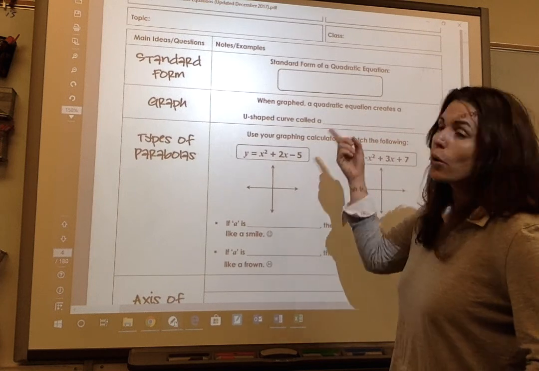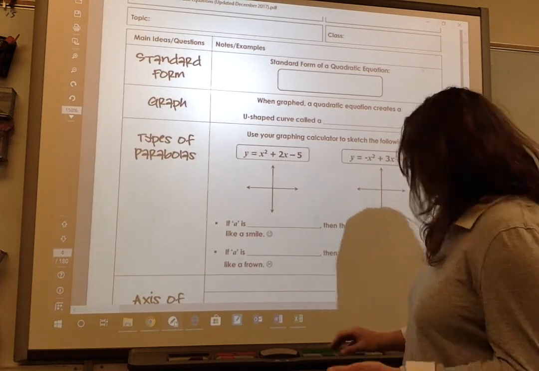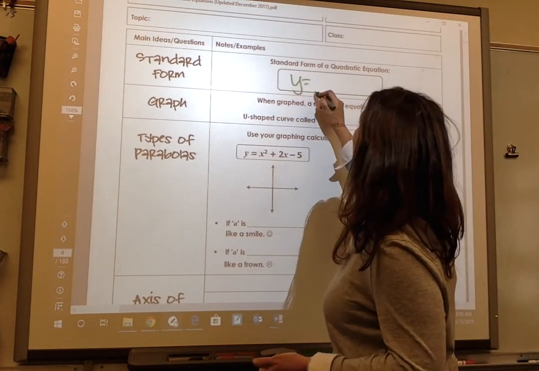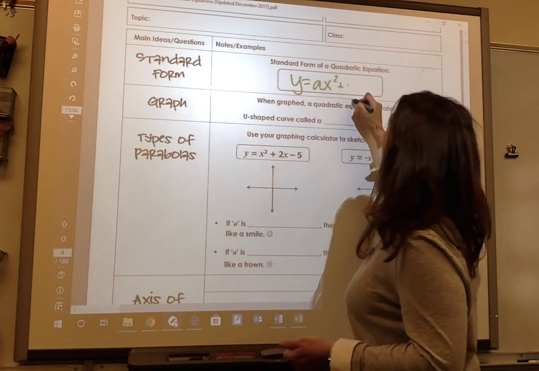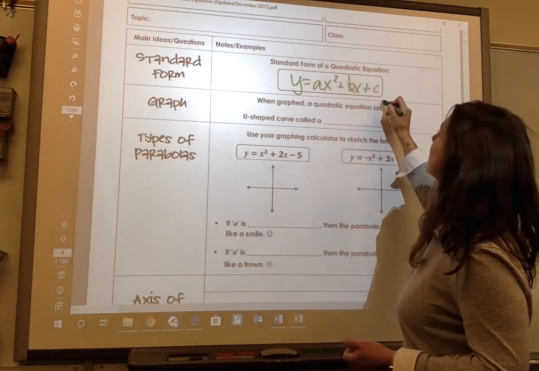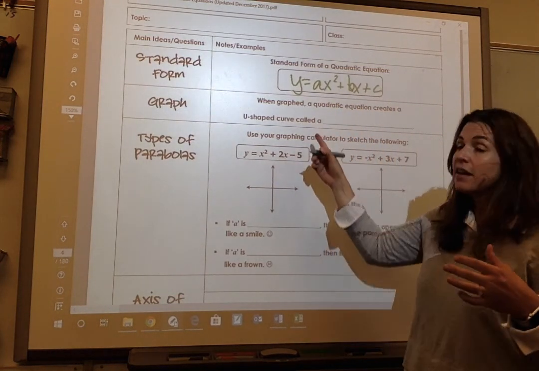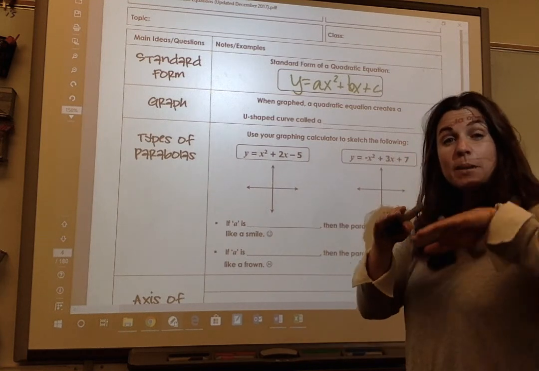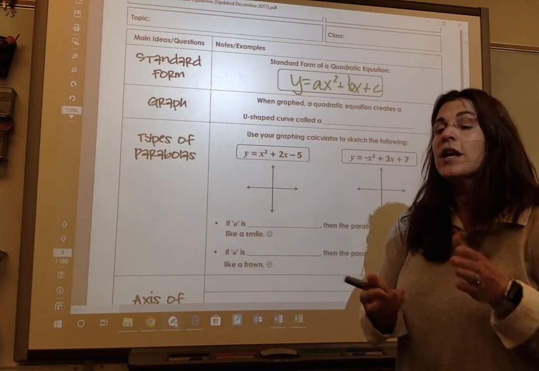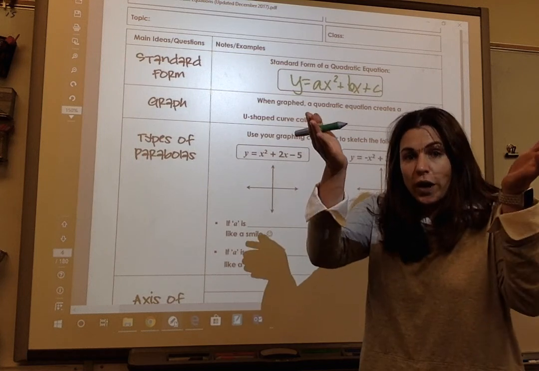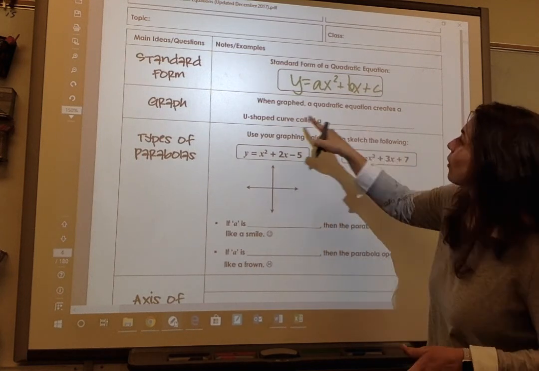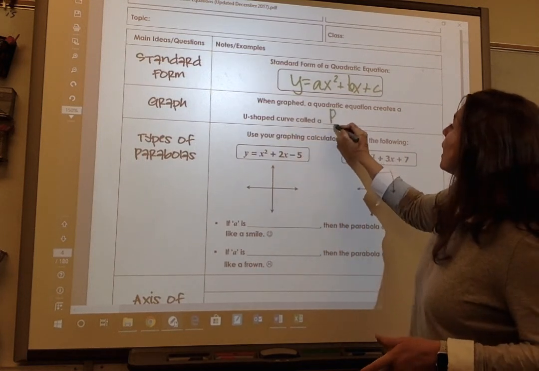So now we're back in standard form, which we've already talked about. It's the real pretty one. It's y equals ax squared plus bx plus c. We already talked about that. And that last part, when we did the parent graph of a quadratic equation, the U shape was called what? Do you remember? It creates a U-shaped curve called a parabola.